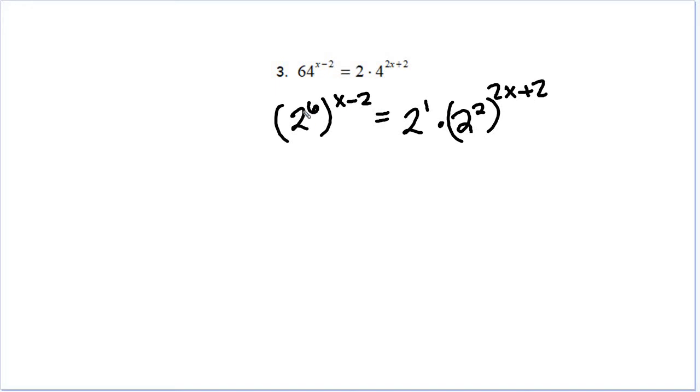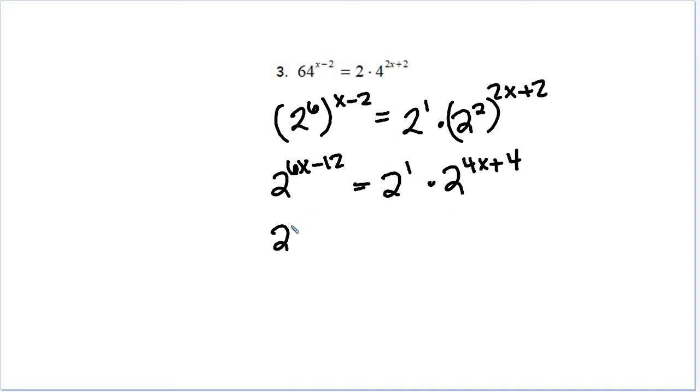So now we need to do the power rule. The power rule says power to a power we multiply. So that's 2 to the 6x minus 12 is equal to 2 to the 1 times 2 to the 4x plus 4. So I still have a problem. I have that common base happening, but I don't have a single base to a single exponent on both sides of my equation. So I need to fix this right-hand side.